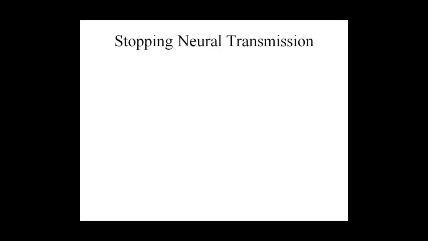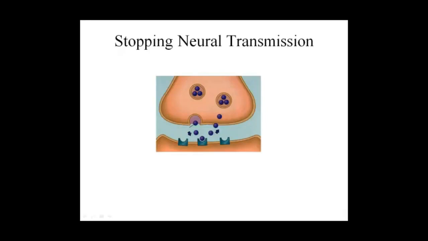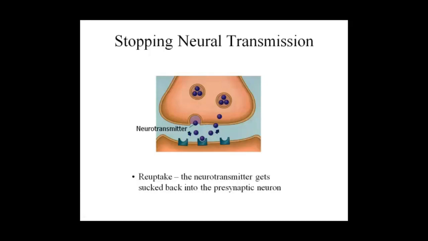Okay, so when we left off with our chemical communication, we still have what hanging out in our receptor sites? Neurotransmitters. So our neurotransmitters are still hanging out in our receptor sites, which means what's still happening right here? Ions are still coming in. Eventually we want that to stop, right? So our next step is reuptake. The neurotransmitter gets sucked back into the presynaptic neuron.